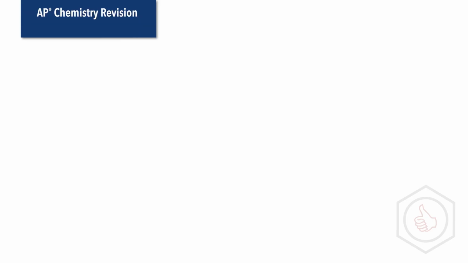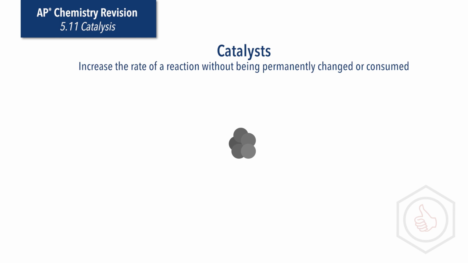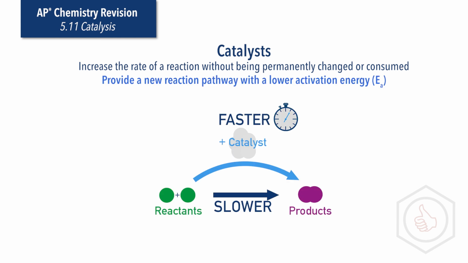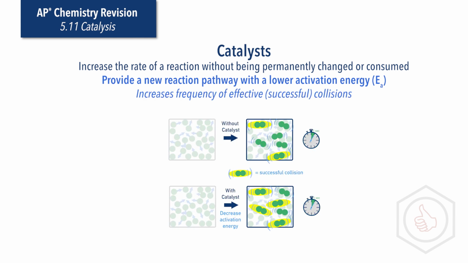Hello, so this is a revision video for AP Chemistry 5.11, Catalysis. A catalyst is a substance that speeds up a chemical reaction without being permanently changed or consumed. Catalysts work by providing a new reaction pathway that has a lower activation energy barrier than the uncatalyzed pathway. This increases the frequency of effective or successful collisions between reacting particles and makes the reaction proceed faster.